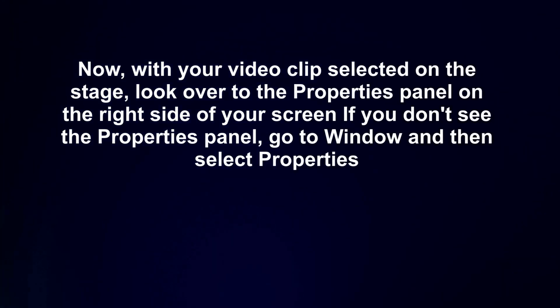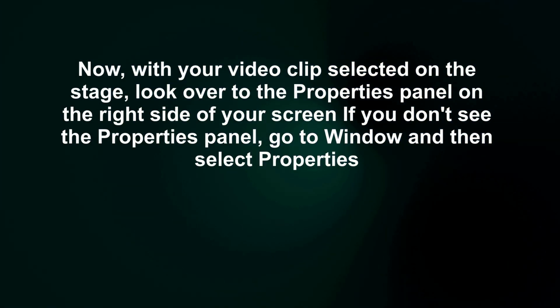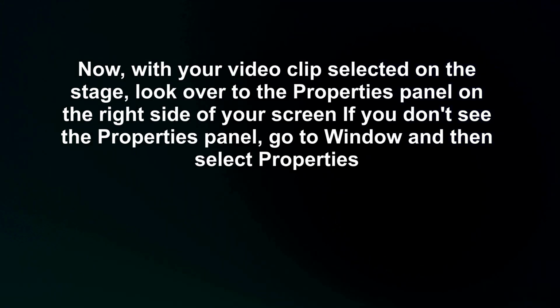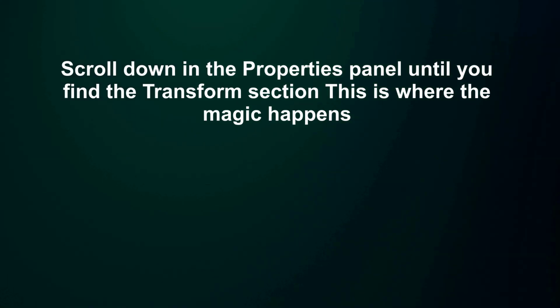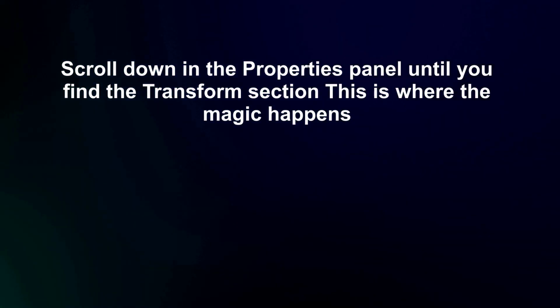Now, with your video clip selected on the stage, look over to the Properties panel on the right side of your screen. If you don't see the Properties panel, go to Window and then select Properties. Scroll down in the Properties panel until you find the Transform section. This is where the magic happens.